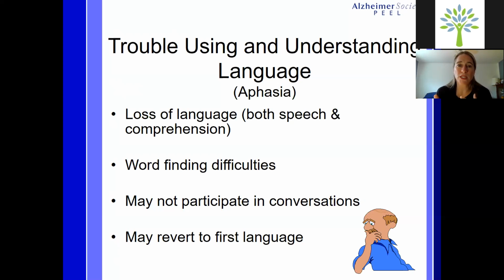And also particularly if the person learned English later in life, as that filing cabinet, those memories fly out the window, we find that the accumulation of that second language also flies out the window and the person reverts to their first language. And again, as the disease progresses, the person will often have that same experience with their first language, have some word finding difficulties, and then really struggle to communicate in a language at all when they have very advanced illness.